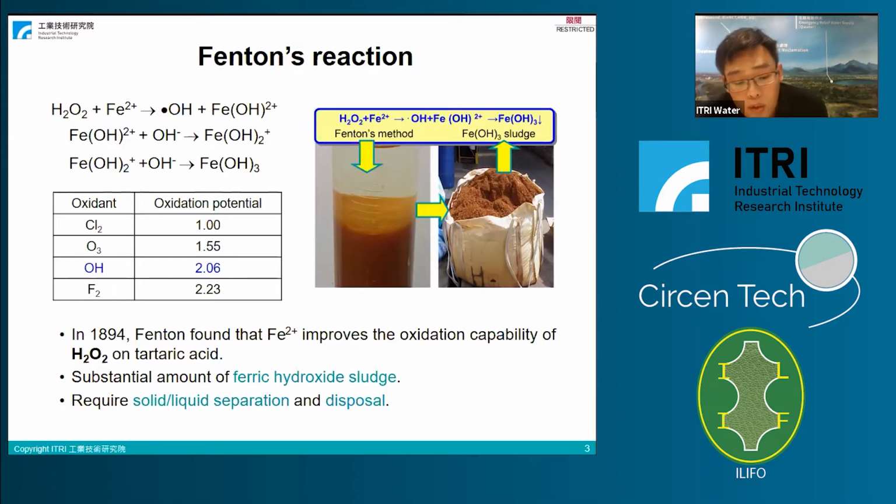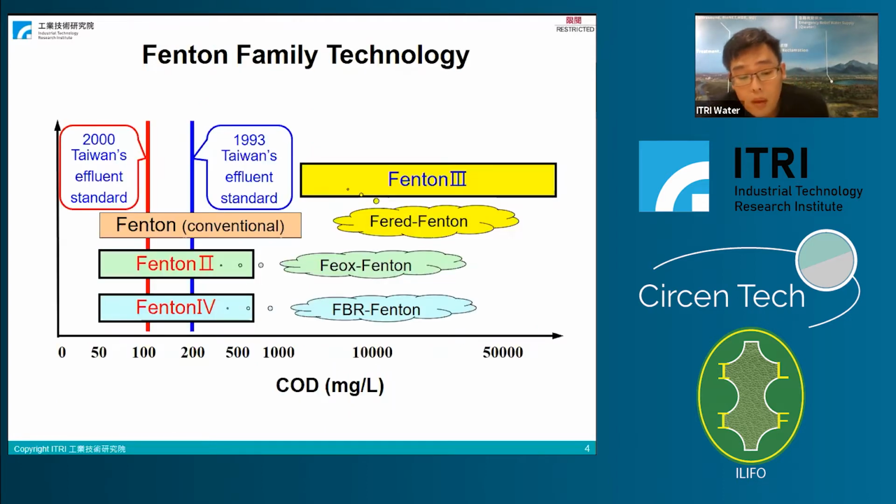The trouble with the Fenton reaction is that it generates much ferric hydroxide sludge, so it requires paying a lot of money for separation and disposal. Based on sludge reduction, we developed a series of Fenton technologies. We call it the Fenton family. The most used technologies are Fered-Fenton and FBR-Fenton.